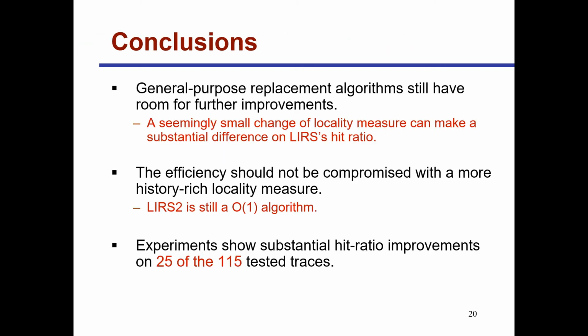Here are some takeaway messages. General purpose replacement algorithms still have room for further improvement. If we choose to use a more history-rich locality measure, the efficiency of the algorithm should not be compromised. LIRS2 gives an example of such effort.